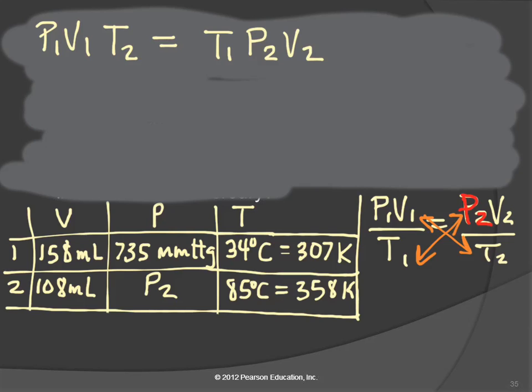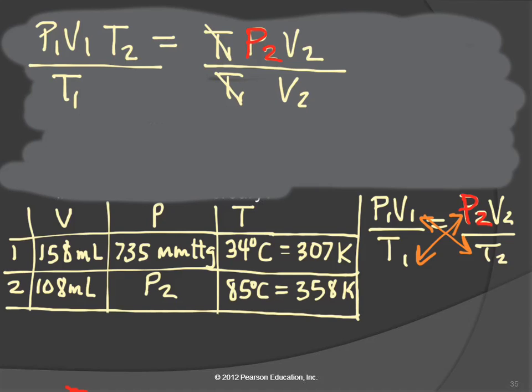So I will again put in red what we're looking for. This is the guy we're trying to find. And so we are going to divide by everything that's next to him on that side. Over here, we want T1 to go away, so we're going to divide by T1. If we do that to one side, we have to do it to the other side so that it stays equal. Over here, we're going to divide by V2 because V2 over V2 is 1. And so we have to divide by V2 on the other side.